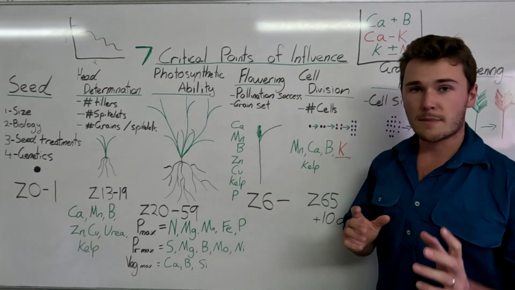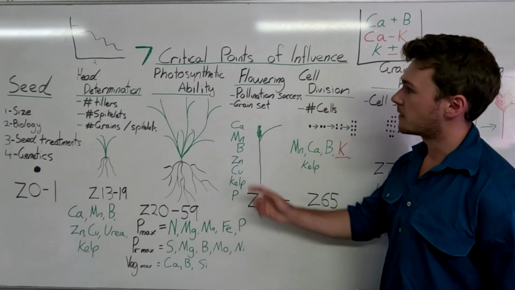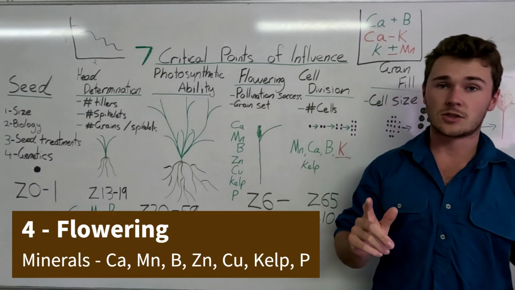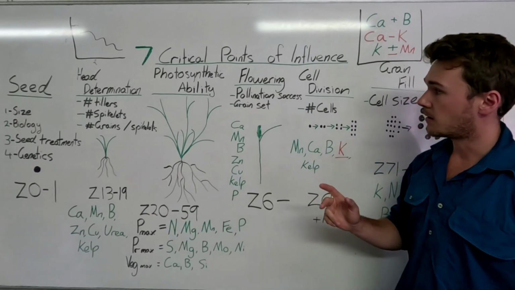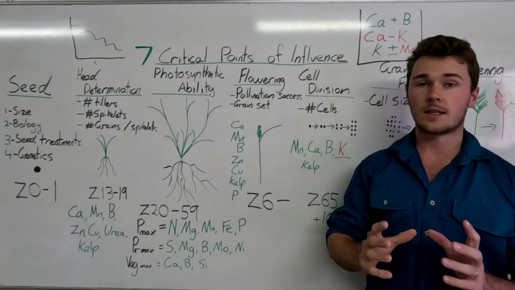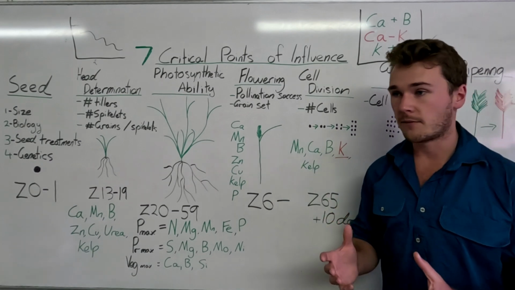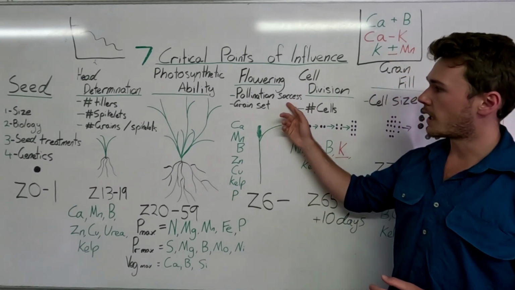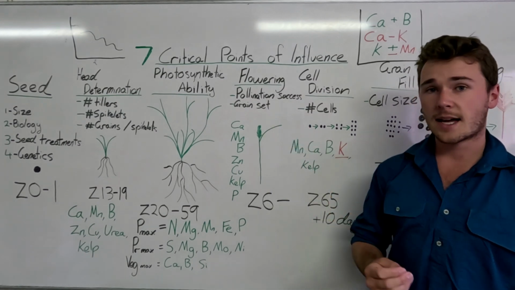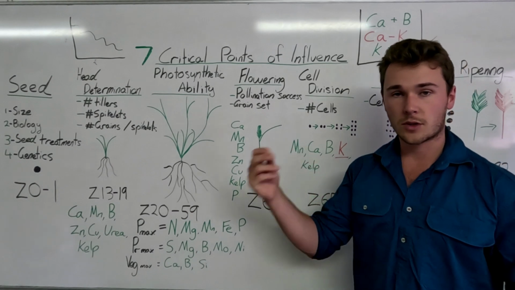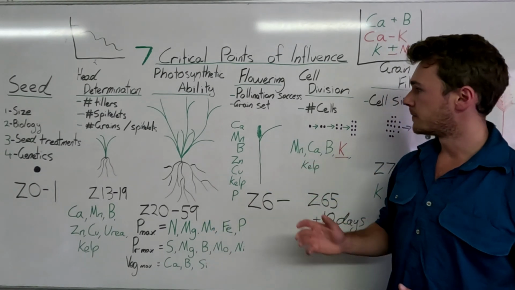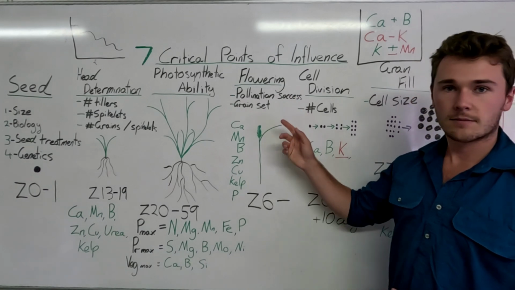So the next stage that we can maximize our yield is the flowering stage. Now, there's really 2 points we want to hit on this: pollination success and grain set. Only 35 to 40% of the florets on our spike or our grain head is actually fertilized and therefore turns into grain. When they're not fertilized, they abort and they fall off, and so we don't actually get that as grain.